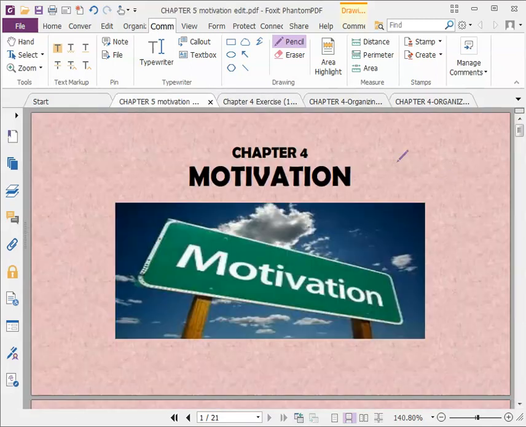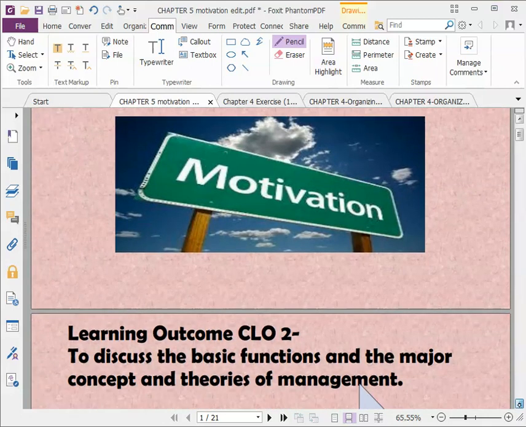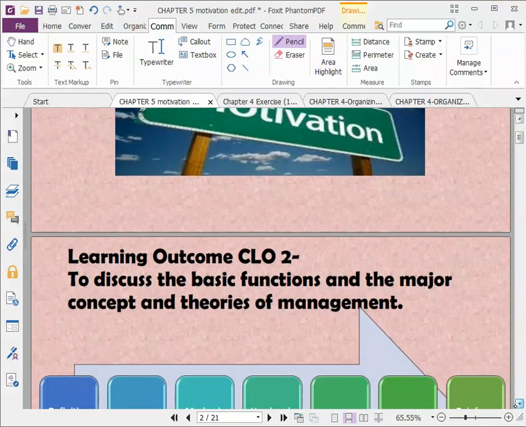So let's look at chapter number 5. Saya salah type dekat sini. Okay, bukan chapter 4 kat sini, that is actually chapter, bukan 4 but 5. Okay, so let's look at chapter number 5, that is motivation. Alright, so what is the learning outcome? Okay, learning outcome for this chapter is CLO number 2, that is to discuss the basic functions and the major concepts and theories of management.